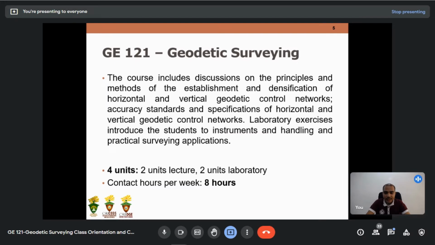So geodetic surveying consists of 4 units. That's 2 units lecture and 2 units for laboratory. So all in all, for the whole week, we are allotted 8 hours for geodetic surveying.